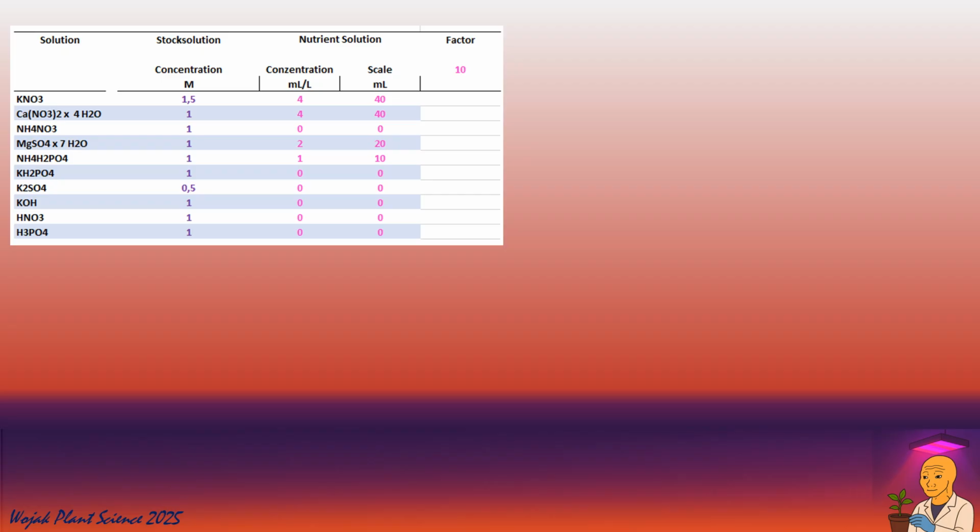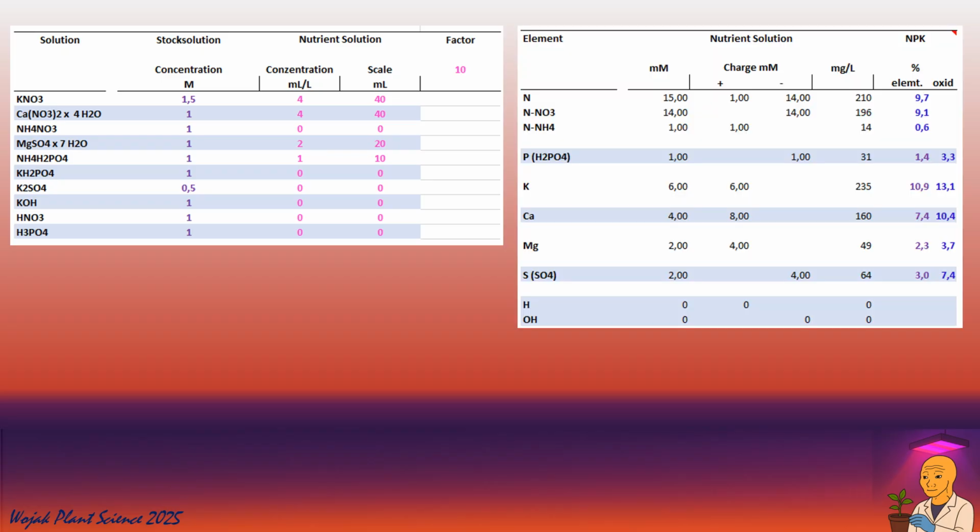Okay, factor just means 4 times 10. So if we want to make 10 liters, 5 liters, I just type in my calculator whatever I want and I know what I require to scale up. Okay, now let's take a look at what is in a solution. So in a solution, you see here our elements: N, P, K, calcium, magnesium, sulfur. When we talk about pH, we talk about H plus or OH minus, but we come to that part later.